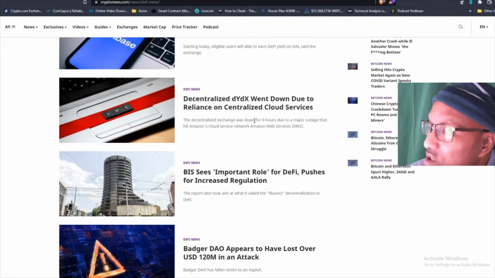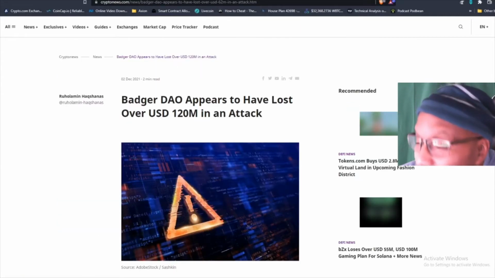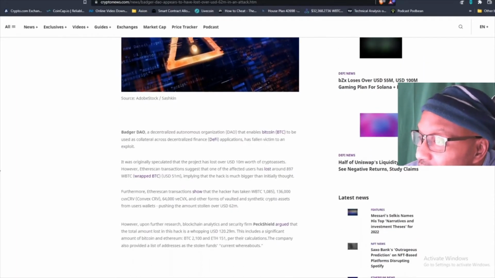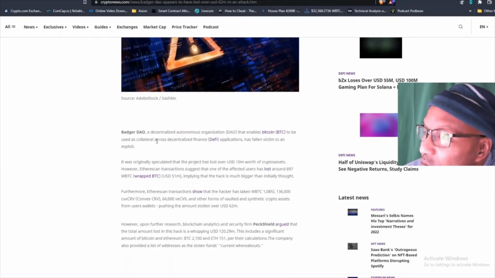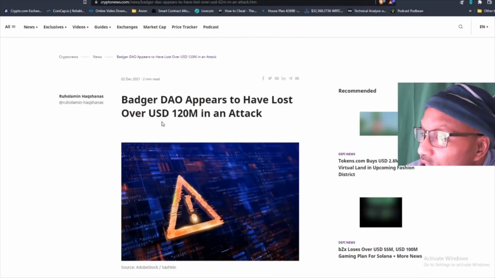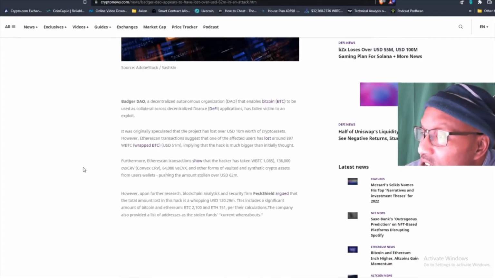Let's go ahead. Decentralized. See, Badger DAO appears to have lost over USD 100 million in an attack. They lost $120 million. Badger DAO got hacked. Badger DAO, a decentralized autonomous organization that enables Bitcoin to be used as collateral against decentralized finance DeFi applications, has fallen victim to an exploit. $120 million. Woo, boy.